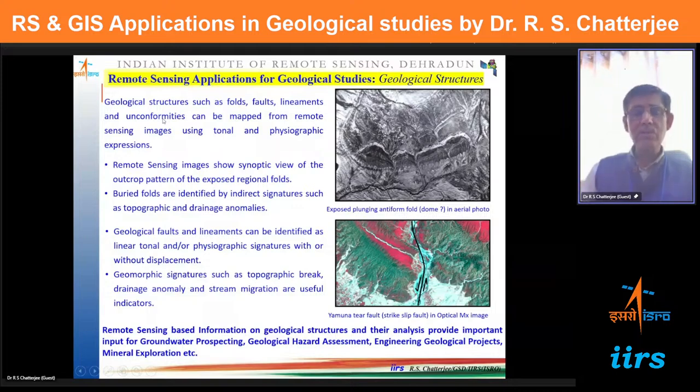Now you see why remote sensing is so important for geological structural feature identification: here you can have a synoptic view of these geological structures. For example, if it is a fold, you can see the fold in totality.